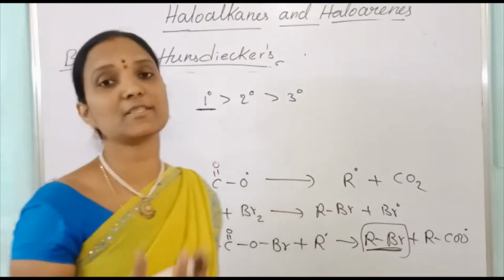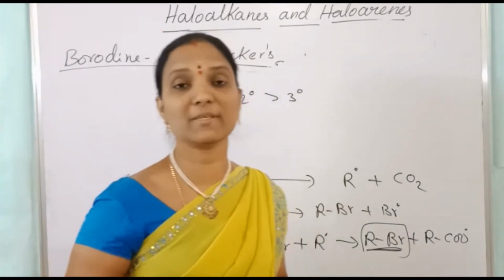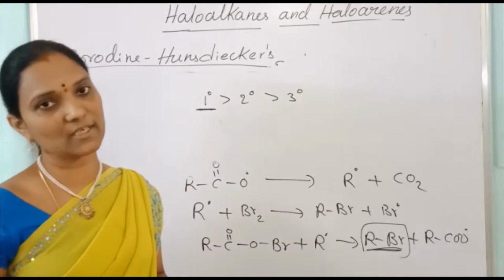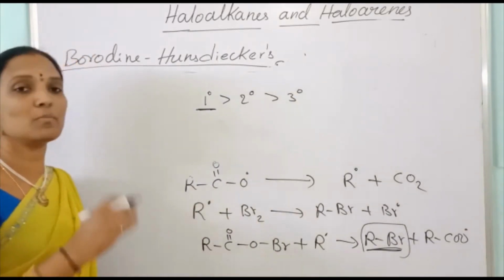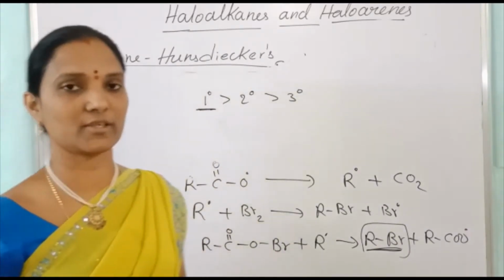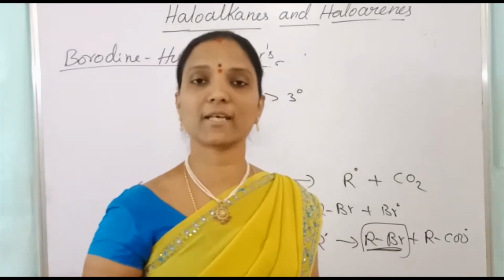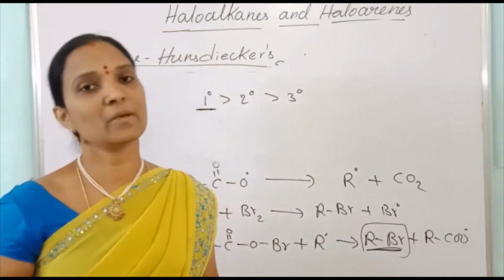Iodine is used, and ester formation takes place. That reaction is the Bin-Bond-Simonini reaction, and this reaction is the Borodin-Hunsdicker reaction. Okay, so the Borodin-Hunsdicker reaction is the best one for the preparation of bromides.